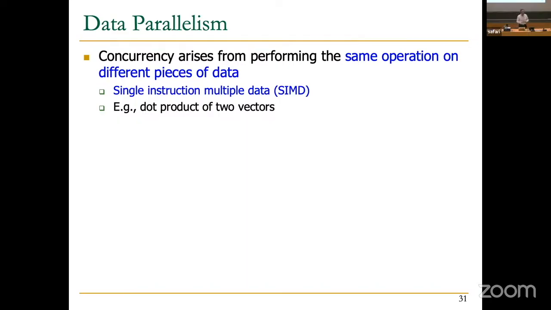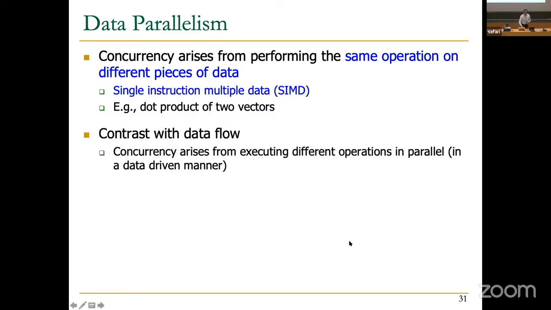It arises from the semantics of the program performing the same operation on different pieces of data, essentially. That's why it's called single instruction, operates on multiple data. An example is dot product of 2 vectors, or whatever you do on vectors actually applies nicely. That's why one of the processors is going to be called vector processors. Now, contrast this with data flow. In data flow, concurrency really arises from executing different operations in parallel in a data-driven manner.